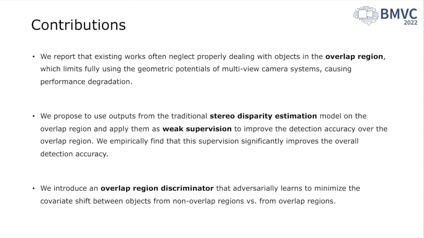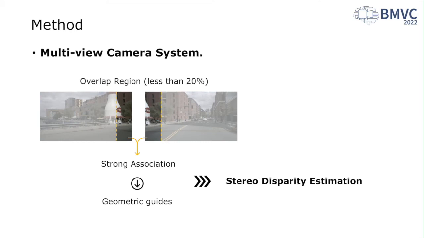Finally, we introduce an overlap region discriminator that adversarially learns to minimize the covariate shift between objects from non-overlap regions versus from overlap regions. In this section, we present a method to effectively utilize such a small but highly informative area. When considering the multi-view camera system, adjacent cameras have a strong association. We regard that this association comes from overlap regions and can be extended to geometric guides.